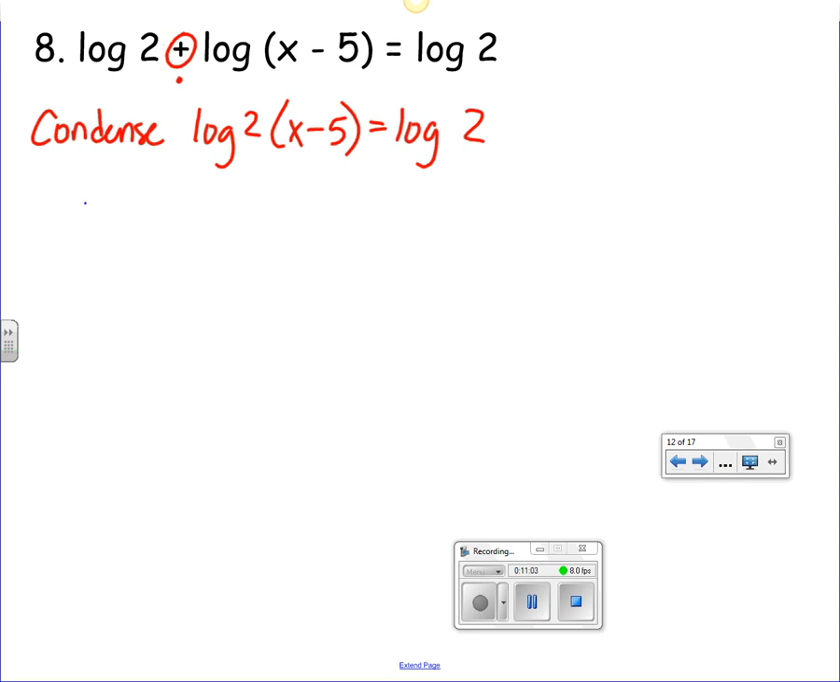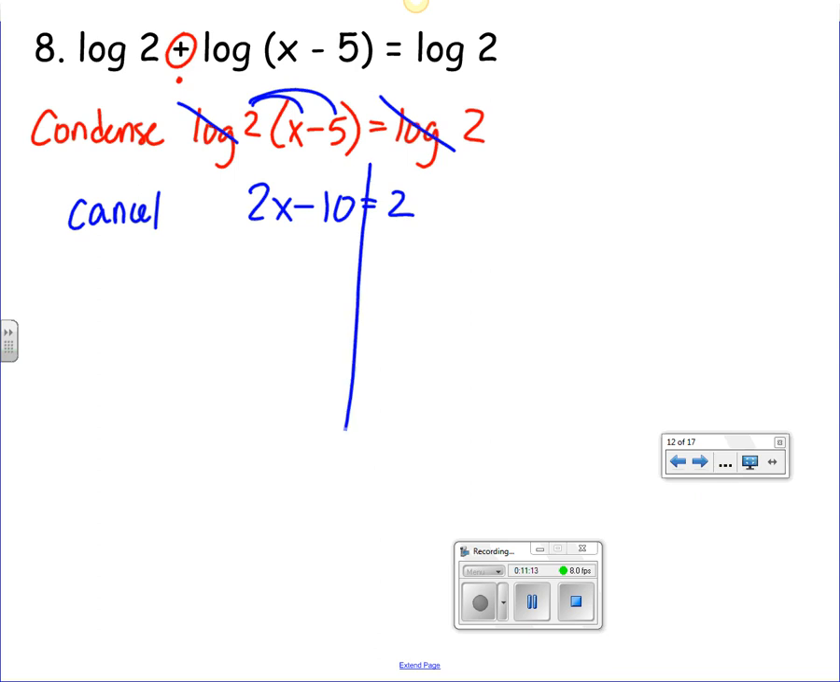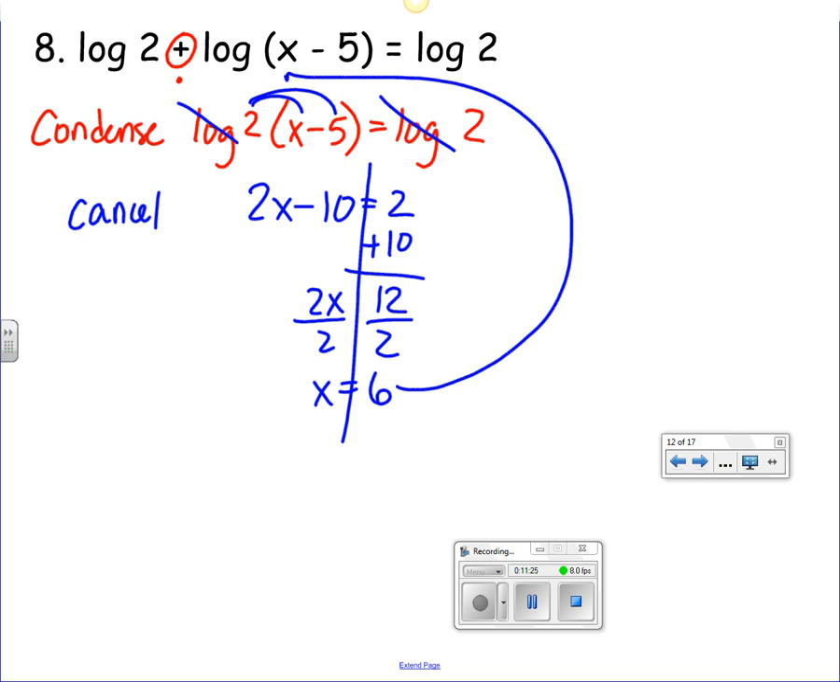After you condense, you can cancel if there's a log on both sides. So your logs cancel. And let's go ahead and distribute here. So it'd be 2x minus 10 equals 2. And you just solve that for x. So you add 10 and then divide by 2, x equals 6. All right, when we plug that back in, 6 minus 5 is 1, so we are good to go. So x equals 6 is our answer.